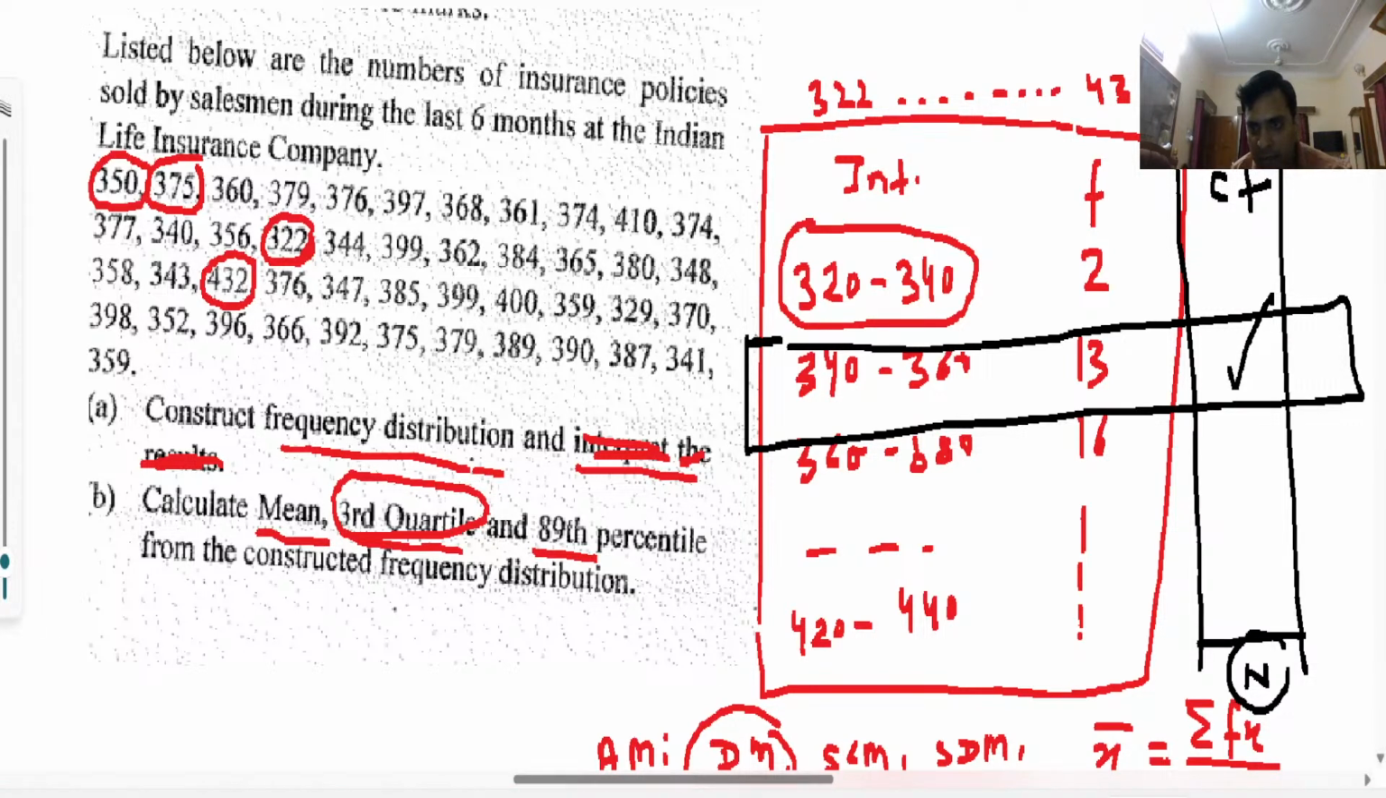Is it clear? Anyone? If clear, please write yes. Please write yes if clear. Okay. Now we will continue with other questions.